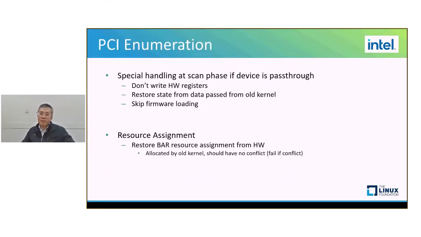For Keepalive devices, PCI enumeration procedure needs special handling. Basically, we can't reinitialize the device. Instead, we need to restore the states from the data passed from old kernel. Meanwhile, we can't reassign PCI bar resources to the Keepalive devices. Instead, we need to inherit the resources from old kernel, which are already recorded in the bar registers of the devices.